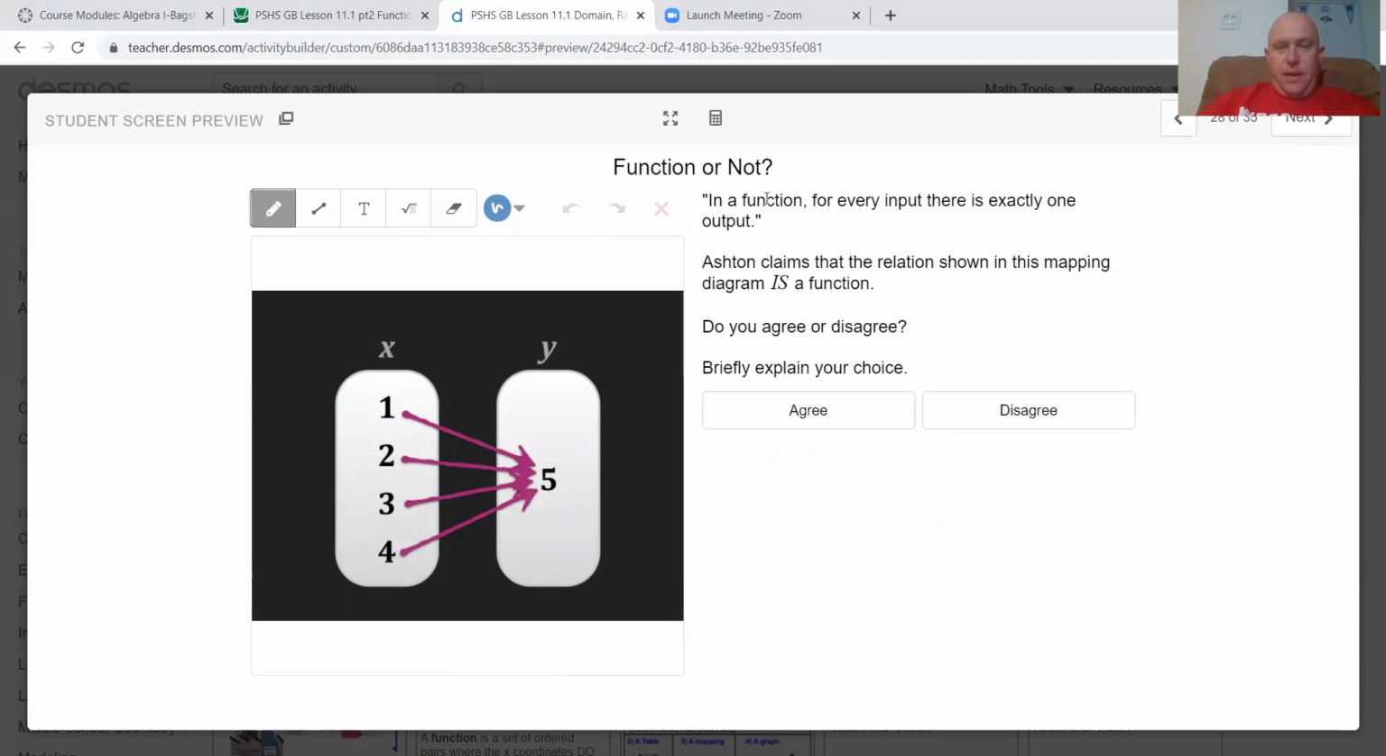Function or not? If a function, for every input there is exactly one output, which was kind of what was mentioned in the very first slide. Ashton claims that the relation shown is a function. Do you agree or do you disagree?